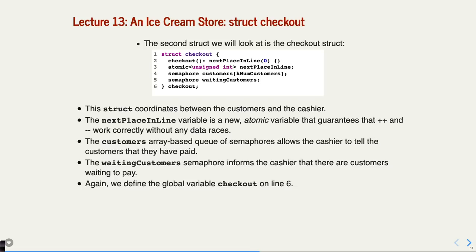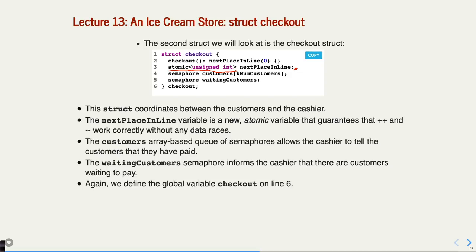Okay, there's another struct, which is the checkout one. So we're kind of jumping ahead to the checkout phase. But the checkout has a semaphore for next in place in line, okay, which is a new kind of integer here. It's an atomic unsigned int. What that means is that that variable can be updated by multiple threads at the same time, and it will never do that weird double or not double counting. It is atomic such that it makes it so that the plus plus works. No matter if 10 threads come at it at once, it's what we call thread safe. 10 threads can go update that, and it will always get 10 increments.